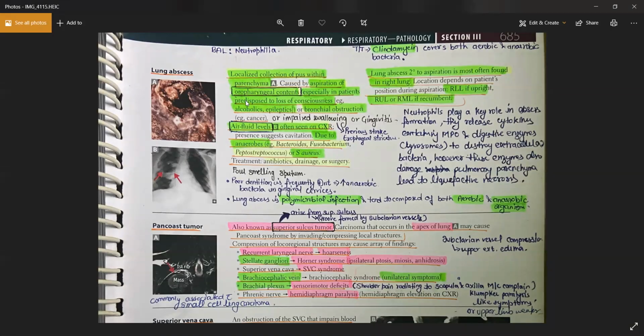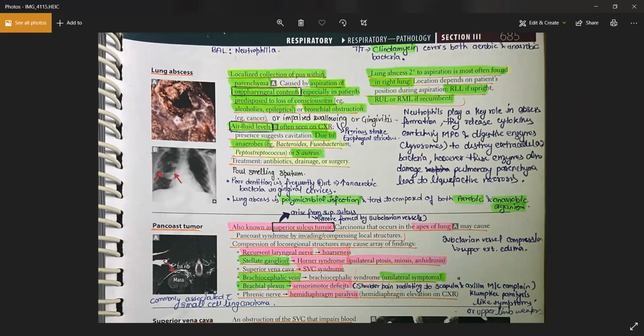Okay, and I told you all the conditions where a patient can have aspiration. Epilepsy could be there, alcoholism could be there, drug intoxication could be there, or ALS could be there, right? Or it can also happen because of a bronchial obstruction that generally happens in case of cancer. If a pneumonia has happened and is progressing too much, it can again lead to an abscess.